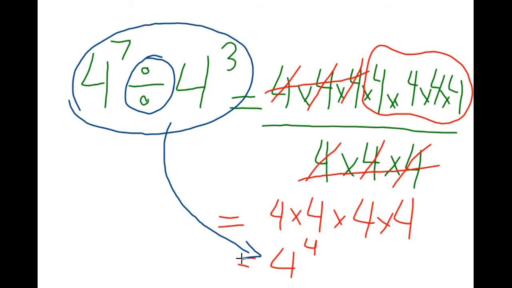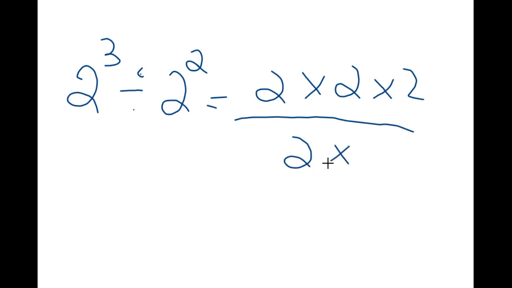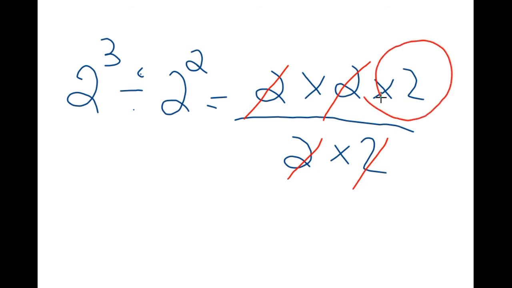Now doing another calculation like this, 2 to the power of 3 divided by 2 to the power of 2, which gives you 2 times 2 times 2, the 2 to the power of 3, divided by 2 to the power of 2, which is 2 times 2. You cancel one 2 with one and the other with the second one. Now you're left with only one 2. That means this is equal to 2 raised to the power 1.